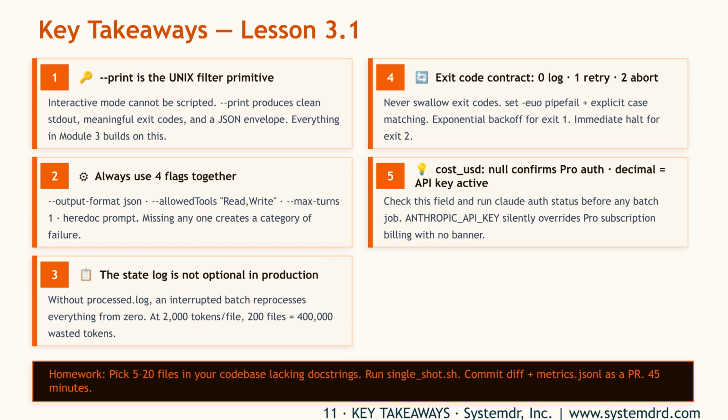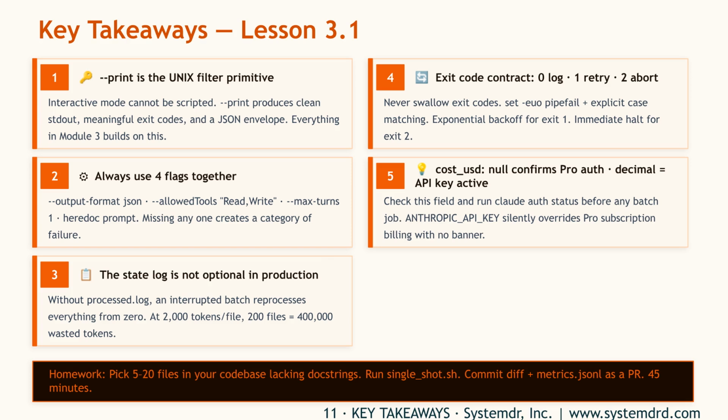02. Always use 4 flags together. Output format JSON, allowedTools Read,Write, max turns 1, heredoc prompt. They're not independent options. They work together to produce a deterministic, safe, parsable result. Test with all 4 or don't test at all. 03. The state log is not optional. At 2,000 tokens per file pair, 200 reprocessed files is 400,000 wasted tokens. The grep check costs microseconds.